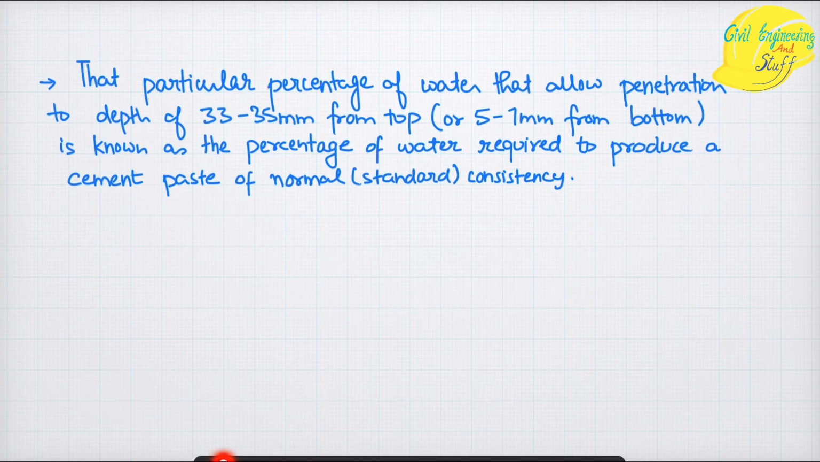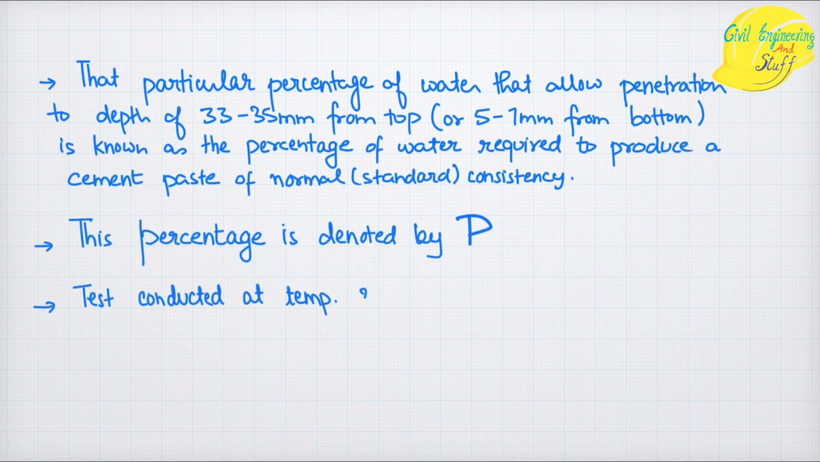So what is the penetration value that we are looking for? 33 to 35 mm from the top, or 5 to 7 mm from the bottom, right? So the percentage of water that gives us this penetration value is called the quantity of water that will give us the standard consistency.